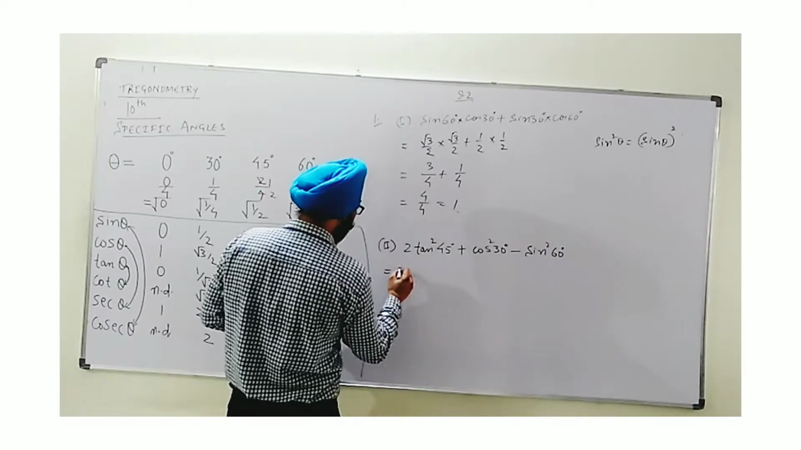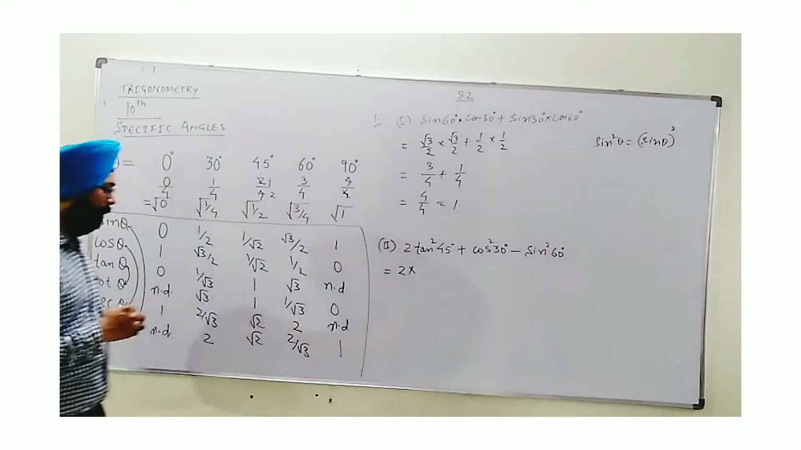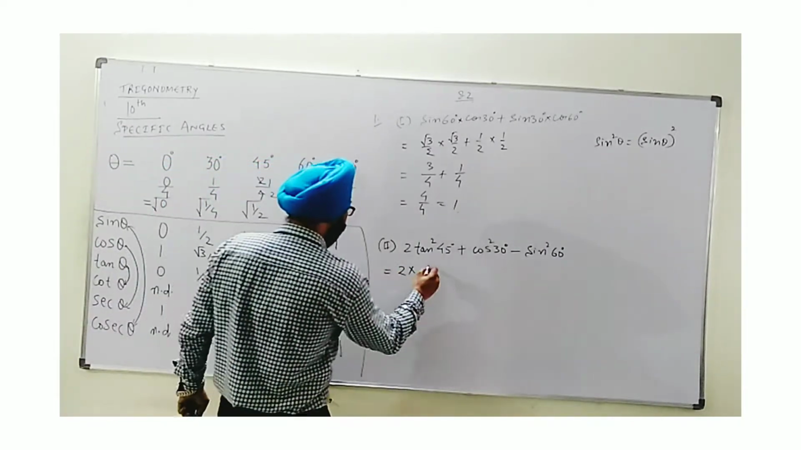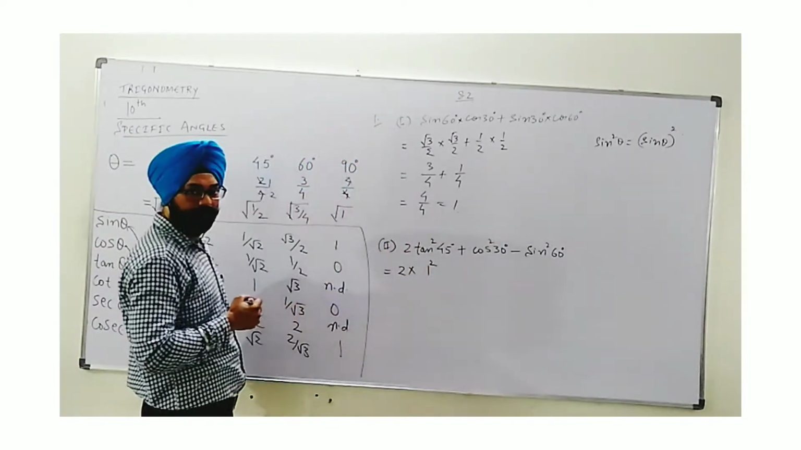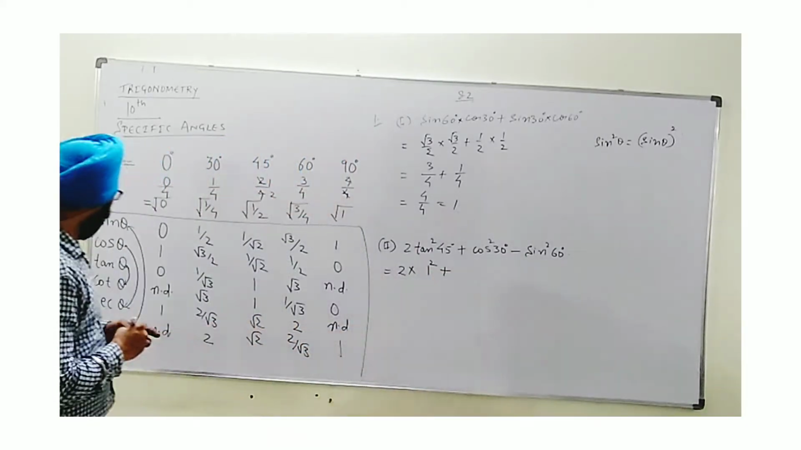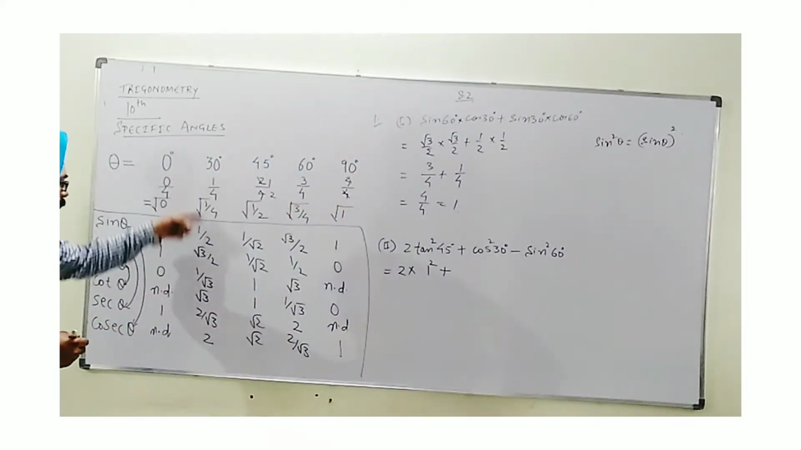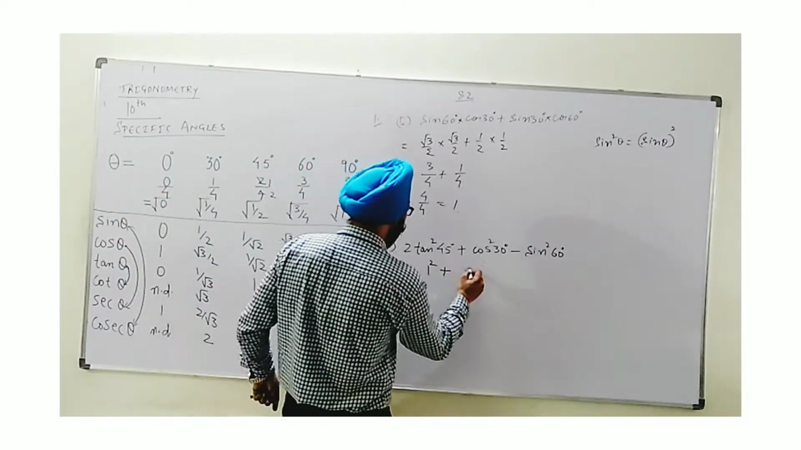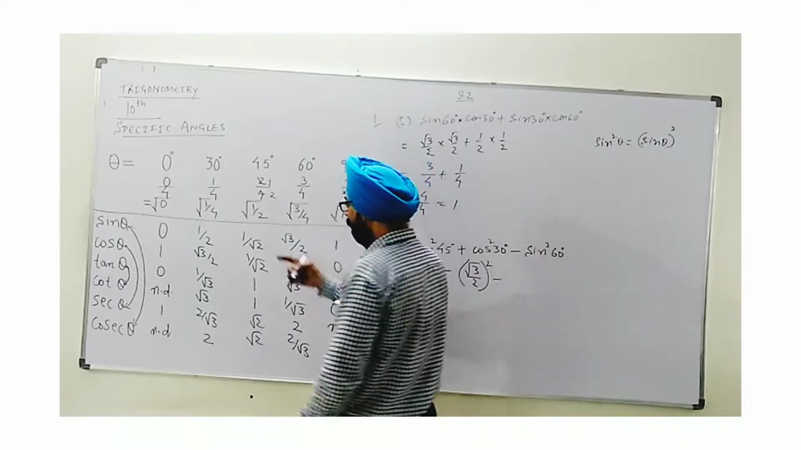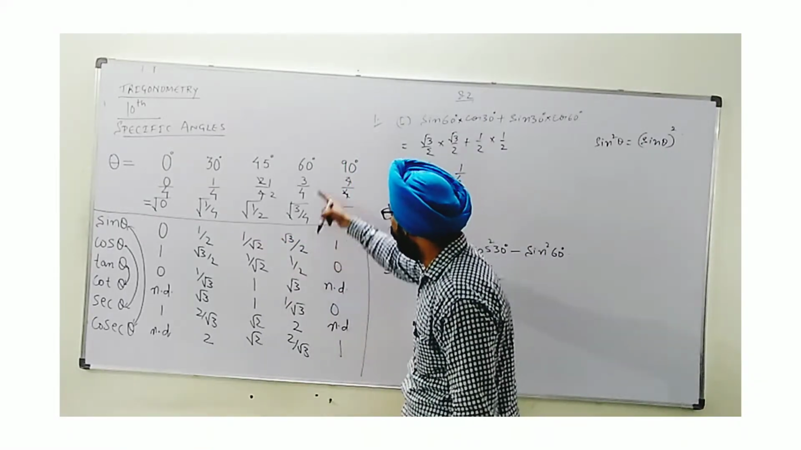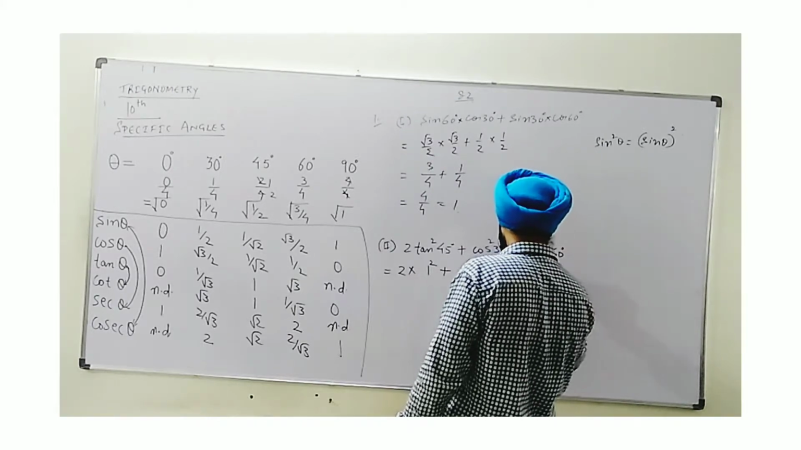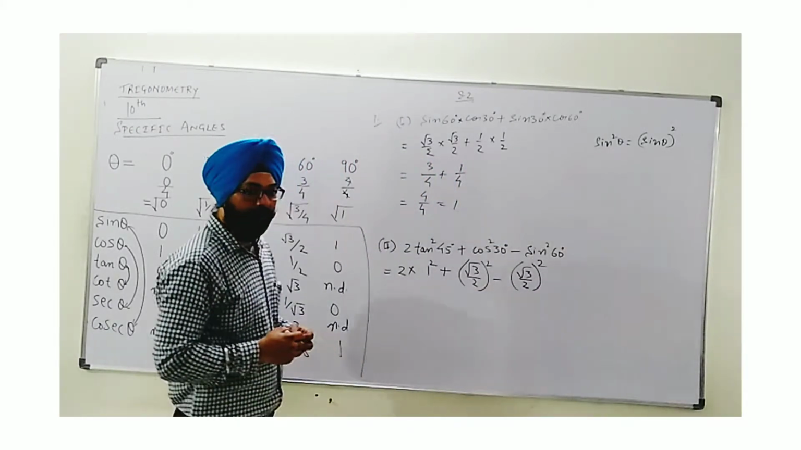We'll say 2 into tan 45. First of all we should see, tan 45 is 1. Put in the values, make the square of this value. Nothing different. Cos 30 square. So cos 30 is root 3 by 2. We need to make the square of it. Minus square on sine 60. Sine 60 square is root 3 by 2 square. We put the value.